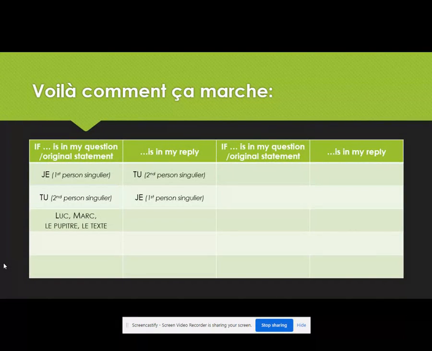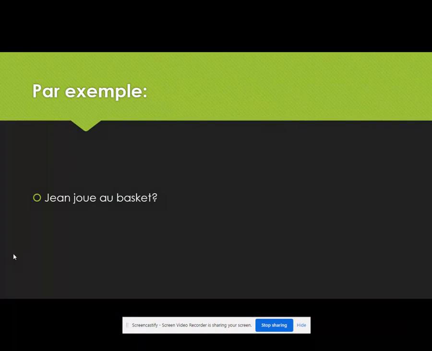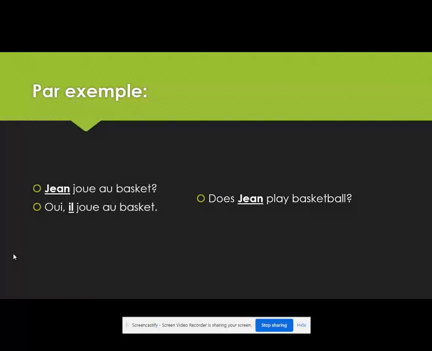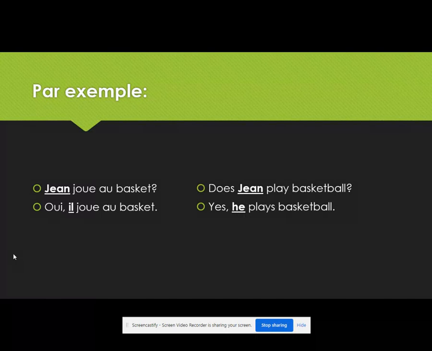If you have people's names or names of nouns in your question, like Luc or le texte, etc., then you will use il in your answer. So here we have Jean joue au basket, a name. Does Jean play basketball? Oui, il joue au basket. Yes, he plays basketball, which should make sense also in English because we don't like to be repetitive and use pronouns just the same way.